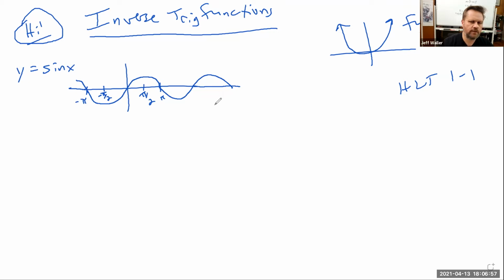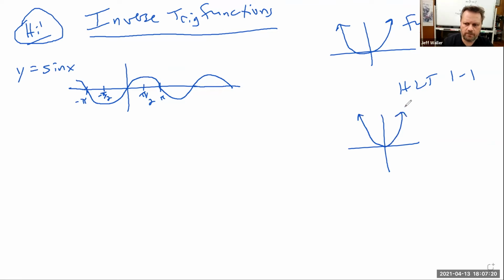So for it to be one-to-one, you take the x and y and swap them, right? No, careful. You're thinking about how to find the inverse. What did we have to do with a parabola? So if I have a parabola, what did we have to do with the parabola to make it invertible?